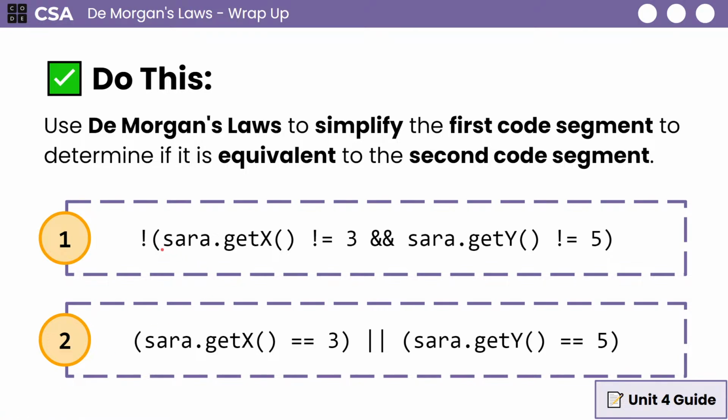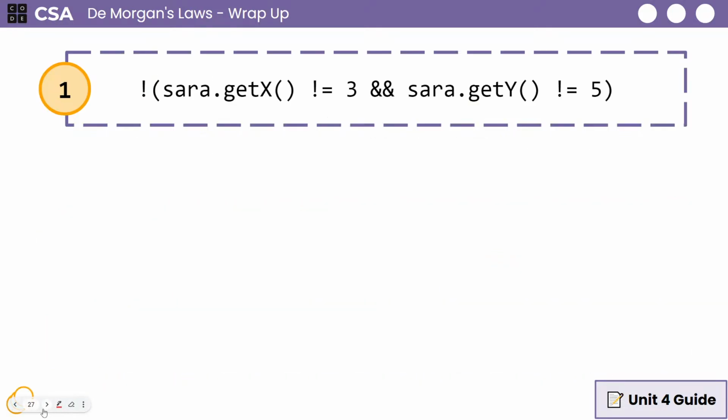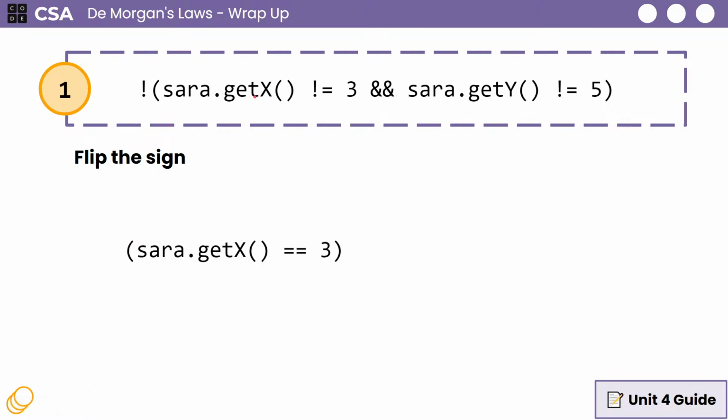Things I'll point out is that this is one whole true check. This is one whole true check. This does have an and symbol in it and a not on the outside. Okay. All right, so let's see what this turns into. What we're going to do is flip the sign and change things. So Sarah.get x not equal to 3 turns into Sarah.get x equals 3 because we're changing this sign.